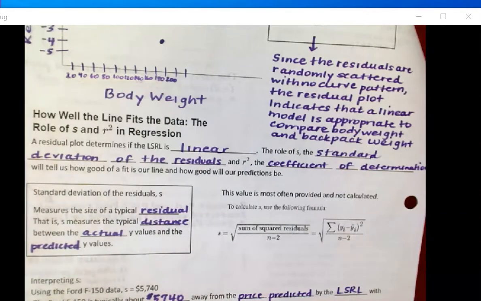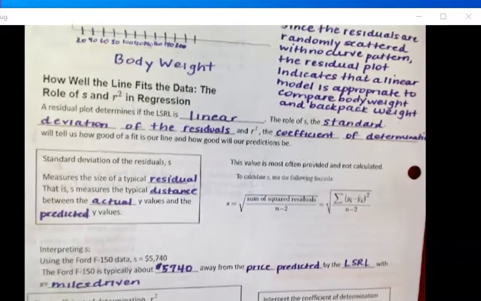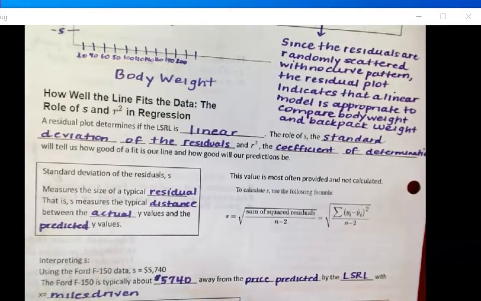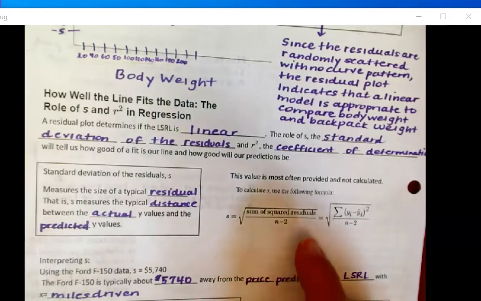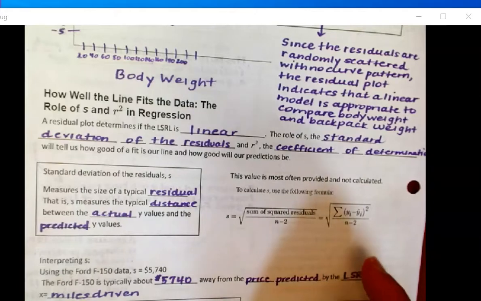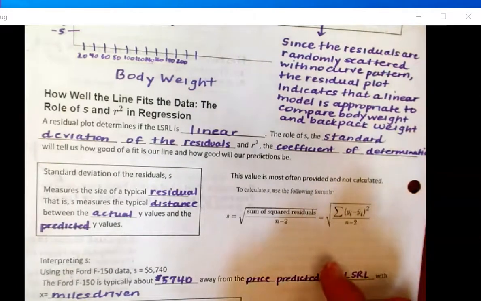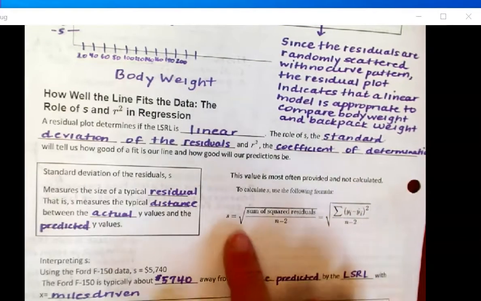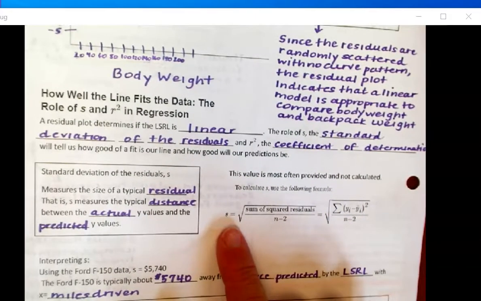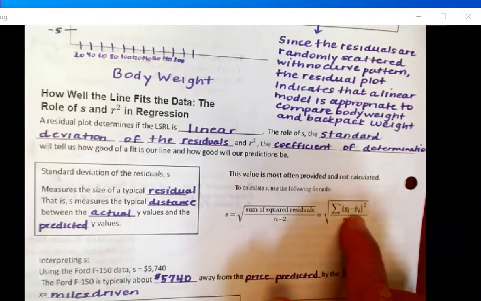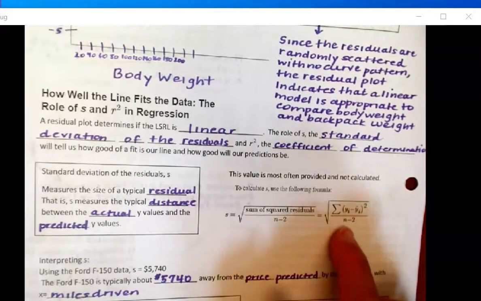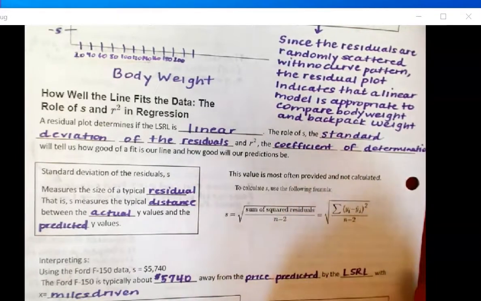The standard deviation of the residuals, which is S, measures the size of a typical residual. That is, S measures the typical distance between the actual Y values and the predicted Y values, because that's really what a residual is. So the value is most often provided and not calculated. Most of the time you don't have to find it. They give it to you and you've got to interpret it. But how do you find it? Well, this is the formula. S equals the square root of the sum of the squared residuals. You find your residual, actual minus predicted, you square it, and it's the sum of all of them, and then divide by n minus 2. So mathematically, that's how you would find it.